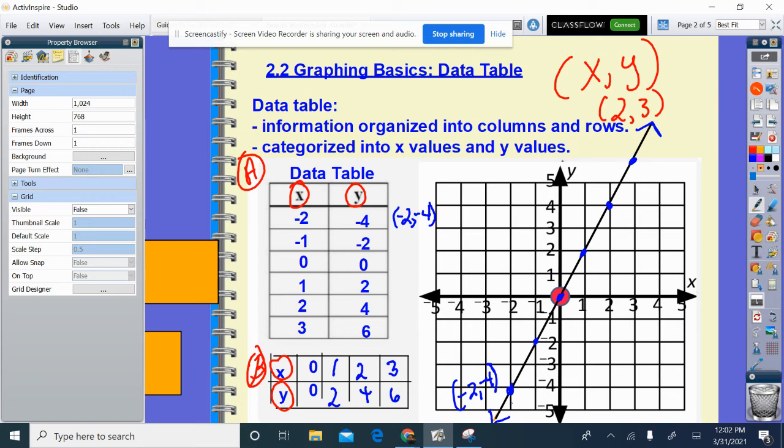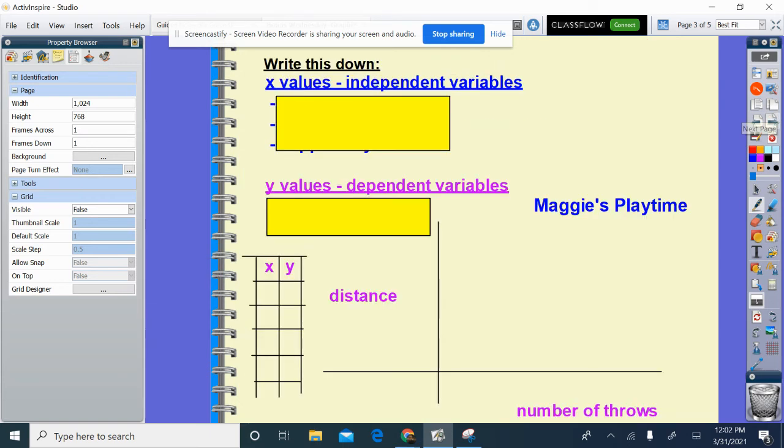Now at the bottom of that document, I left you some space and I want you to write some other things down there, or you can just hit the plus sign at the bottom of your Kami document and add a new page. One last thing we're going to cover is x values and y values. What are they? What do they represent?